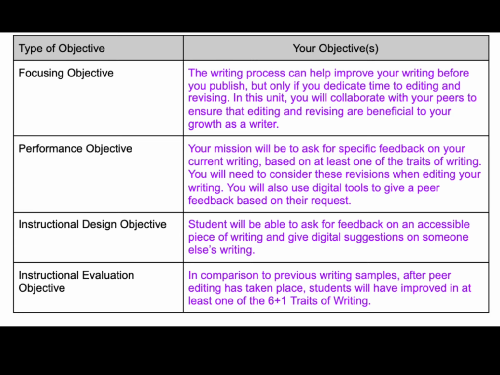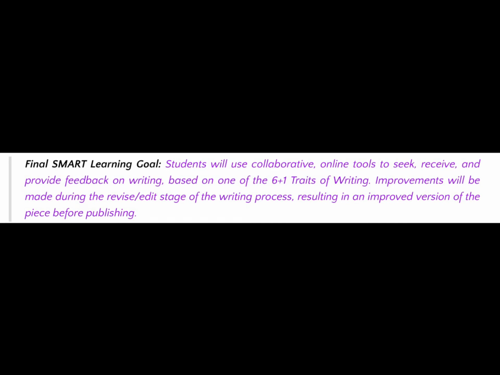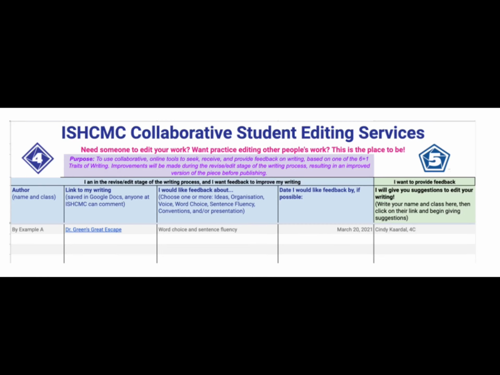I thought about my lesson and wrote 4 objectives based on what I thought was important. I also wrote one final SMART learning goal, which encompassed all 4 of the objectives together. Already, the design of my lesson was starting to change. I made a few changes to the Google Sheets, which included adding my final SMART goal as a purpose for the students.